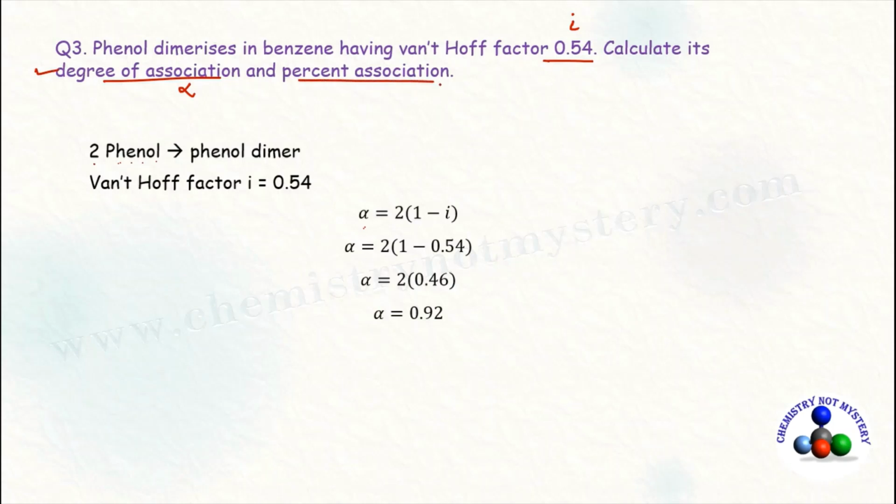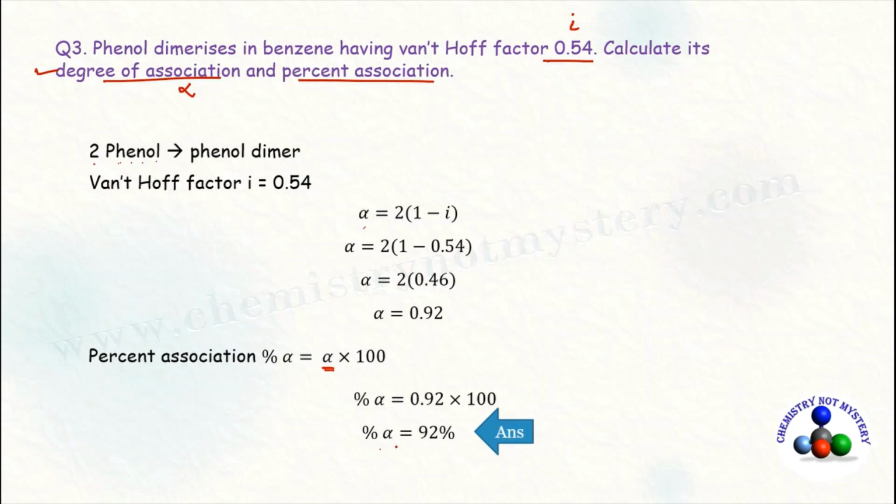Now we have to calculate percentage association. For percentage association, we have the formula percent alpha is equal to alpha into 100. We just have calculated the value of alpha, that is 0.92. So let's place the value of alpha in this equation. So here you will get 0.92 into 100. When you solve it, you will get percent alpha is equal to 92%, and this is the answer for your question.